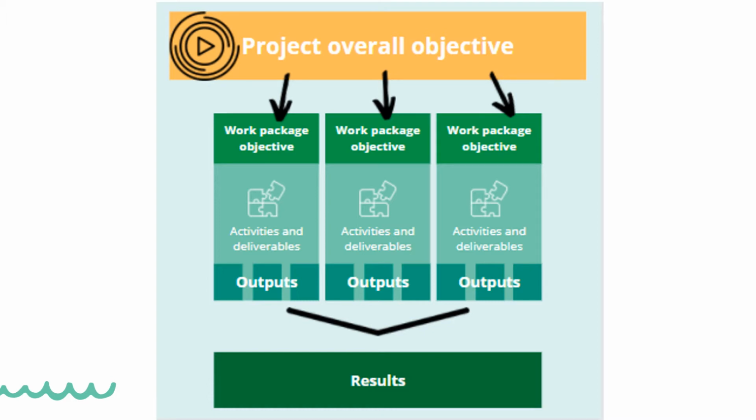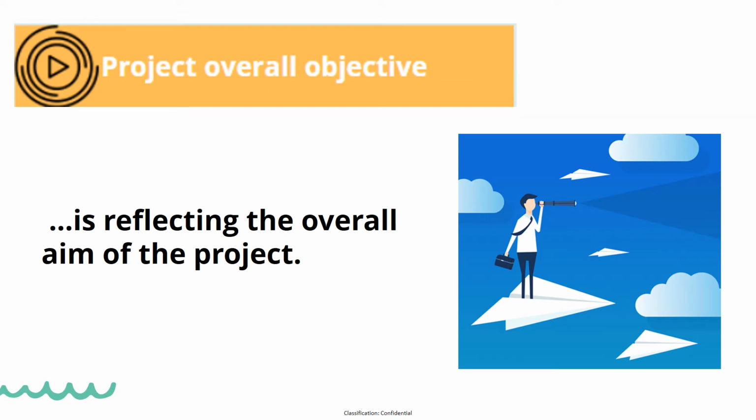This tutorial will take you step by step through the intervention logic, mainly focusing on how to use it in your project application. The first building block is the project overall objective. It is reflecting the overall aim of the project. The project overall objective must have a clear link to the priority and the priority-specific objective that has been chosen for your project. And this is the main link to the program level.